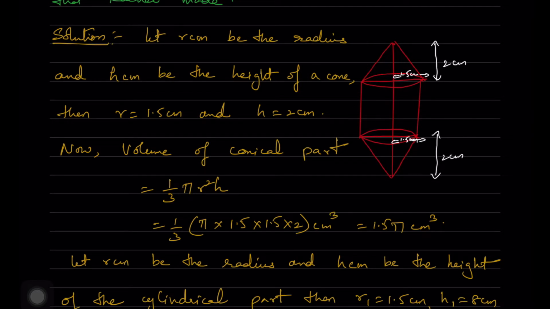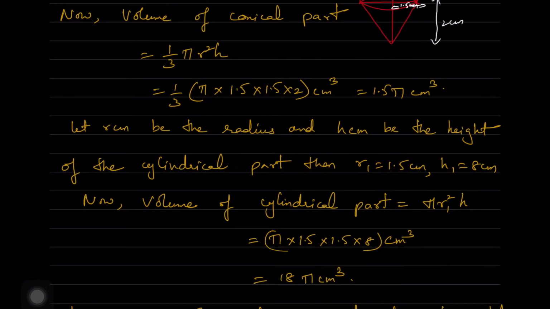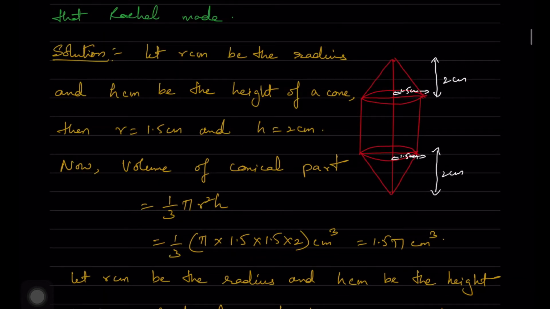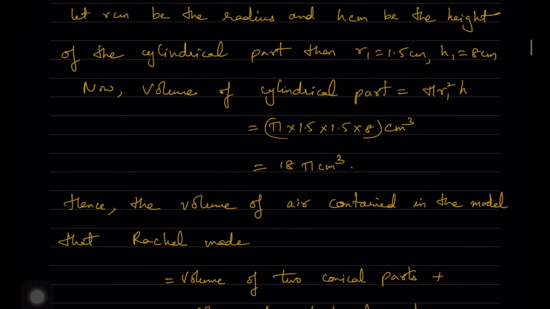So let r1 centimeters be the radius and h1 centimeters be the height of the cylindrical part. Then r1 is equal to 1.5 centimeters, h1 is equal to 8. So in between, the height of the cylinder is equal to 8 centimeters. So now volume of the cylindrical part is equal to pi r1 square h1, because you have the radius as 1.5 itself. So you can write pi into 1.5 into 1.5 into 8 centimeter cube, which is equal to 18 pi centimeter cube.